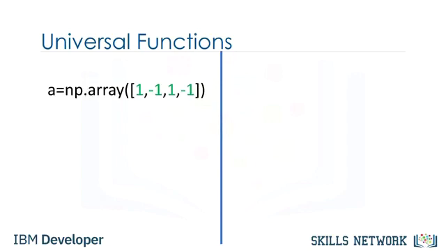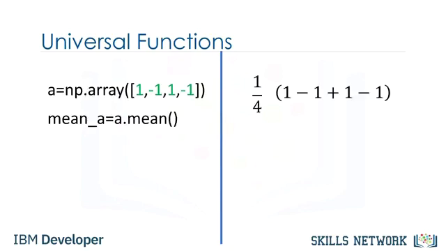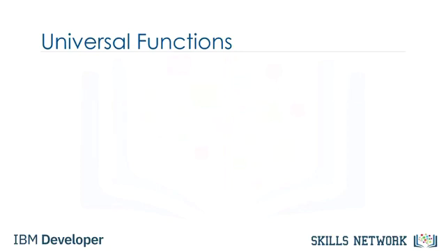Consider the array A. We can calculate the mean or average value of all the elements in A using the method mean. This corresponds to the average of all the elements. In this case, the result is 0. There are many other functions.